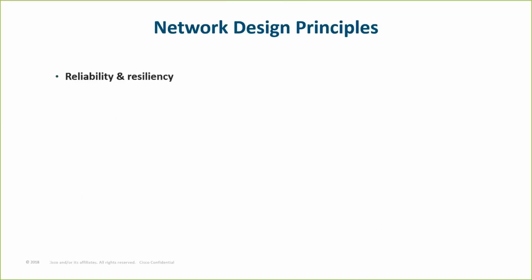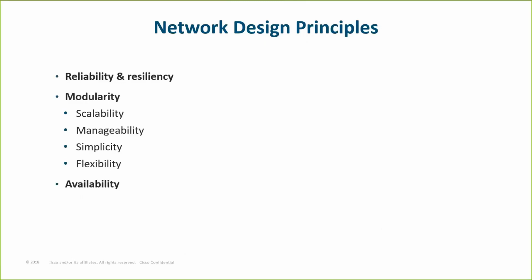So, just talking a little bit about network design principles, we are going to cover reliability and resiliency, which are closely tied to redundancy, modularity, which is related to how we have a scalable network, how we increase the manageability, how you make a network which is simple and flexible at the same time, how availability is measured, what is availability, what is fault isolation, why we need it, and lastly, what is hierarchy and how we implement it.